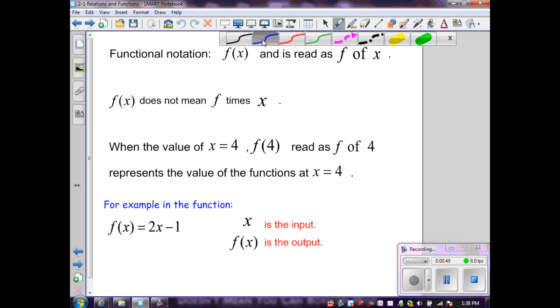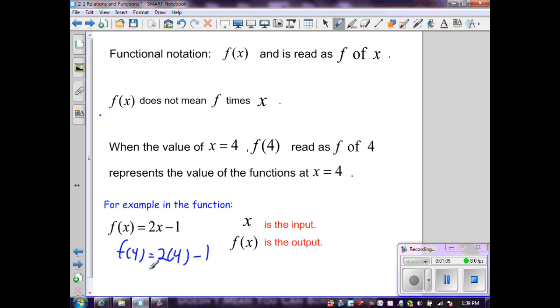So from above, if I let x equal 4, I could have f of 4. All I would have to do is substitute the value, or my input value, into x. That would be 2 times 4 minus 1, which would be 8 minus 1, or simplified to 7. My input value of 4 has an output value of this function, when x is 4, equal to 7.